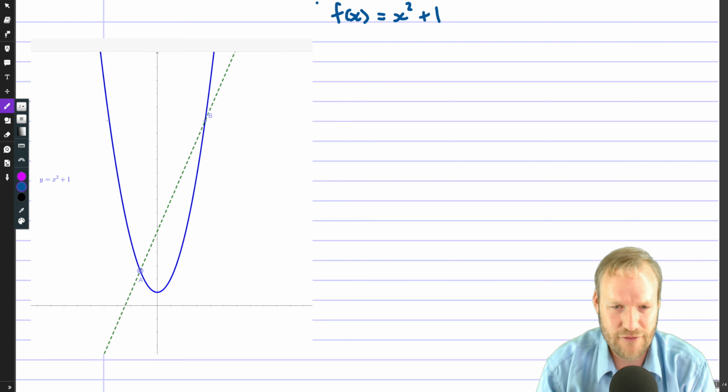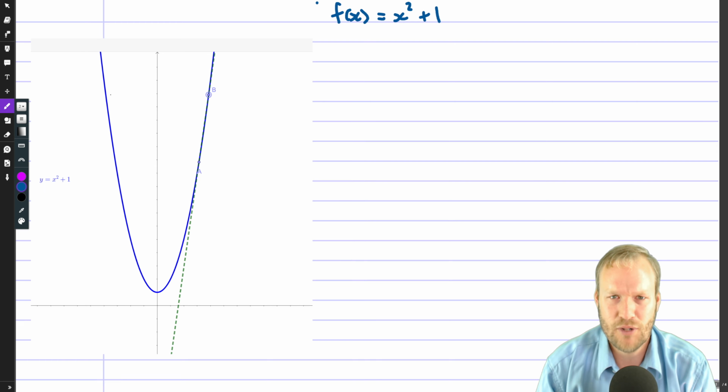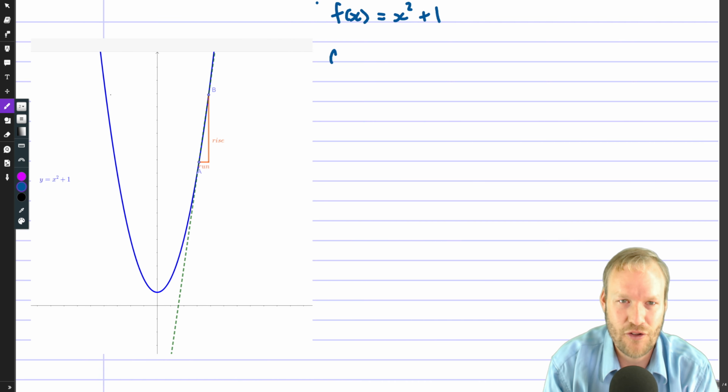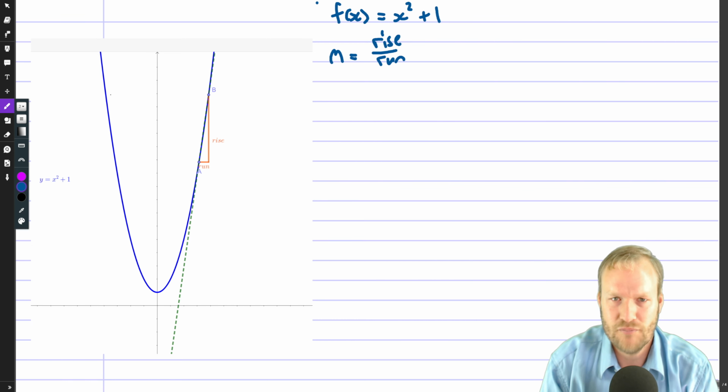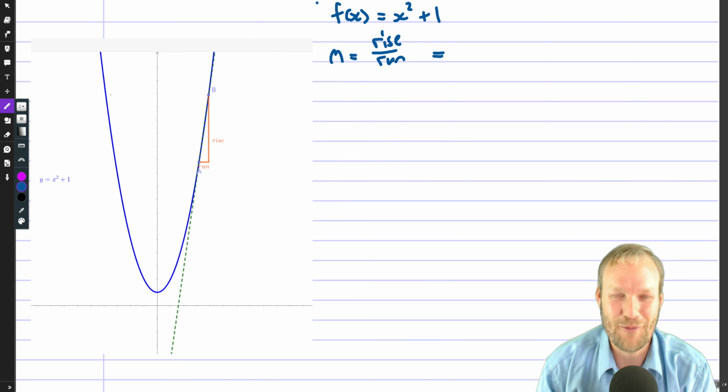Well, that's easy enough, because to work out gradient, I'm just going to put A over here, and B somewhere over there. To work out the gradient, we just work out rise over run. Okay, that's easy enough. Let's capture some of this thinking. So the gradient is rise over run, and then we can work out the gradient at least if we're given those 2 points.